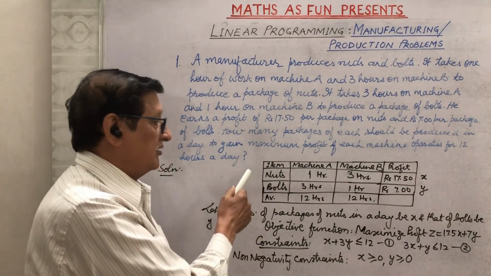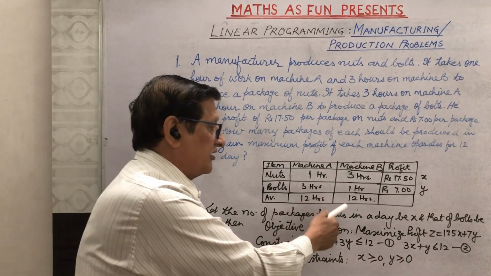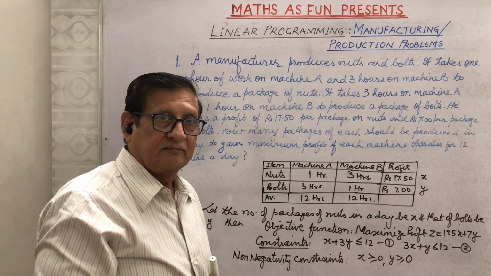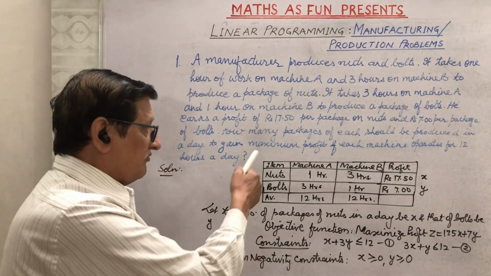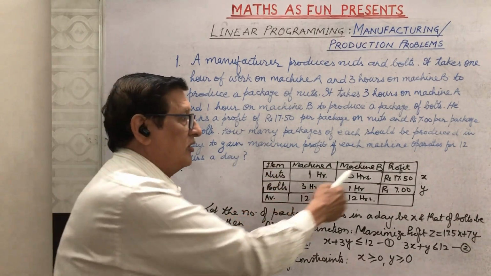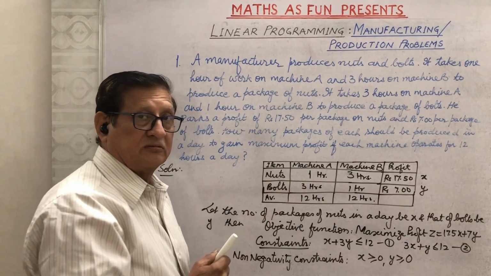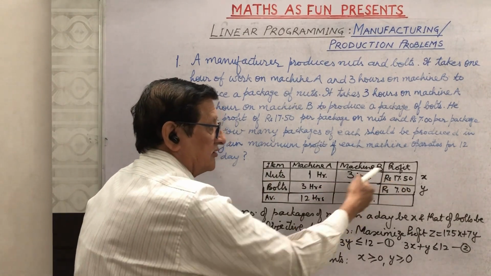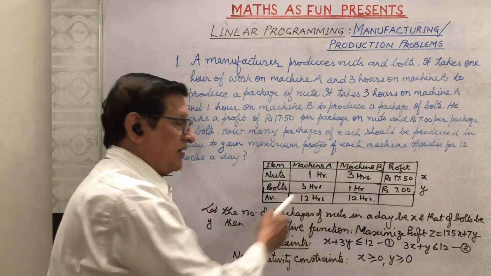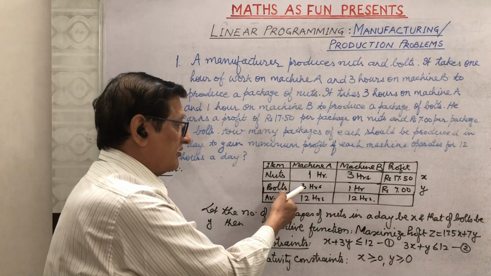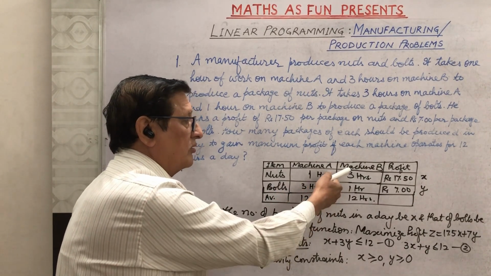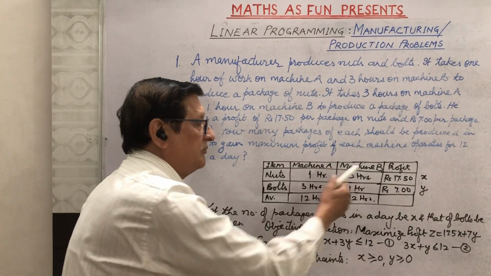So we consider, let the number of packages of nuts be x and that of bolts be y. Now we can see here 1 hour is required for one package. So x packages require x hours on machine A. Here it is 3x hours on machine B. Same way here 3y hours on machine A and 1 hour per package, that is y hours, on machine B.